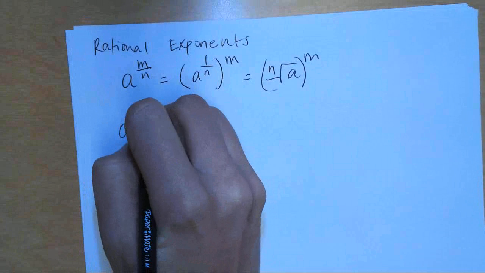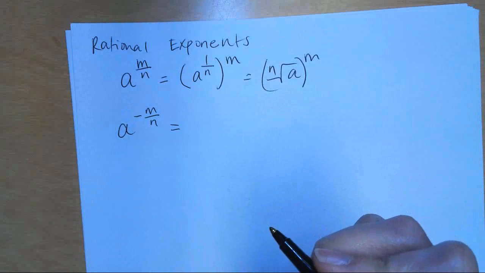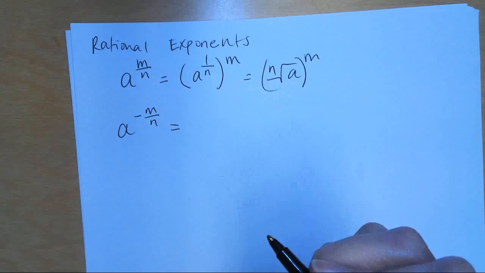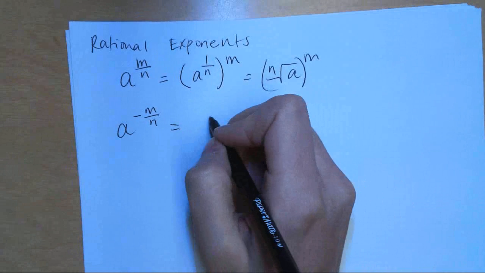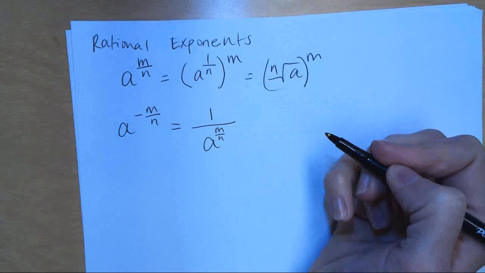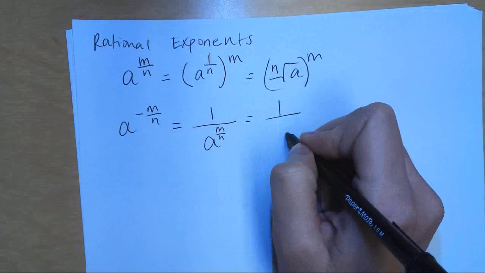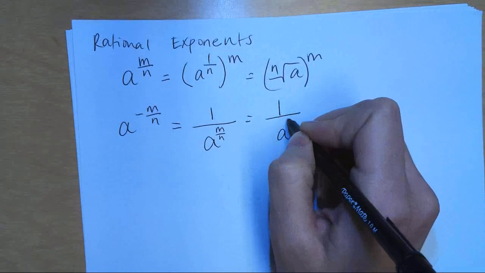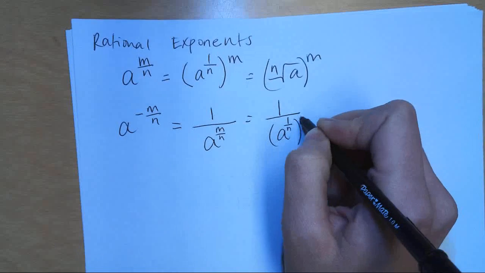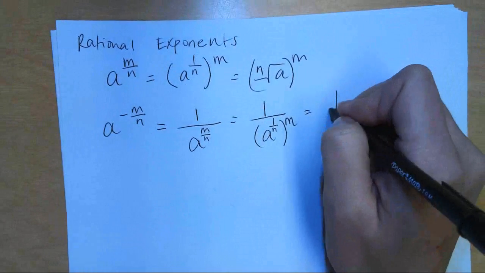A to the negative m over n. What happens when you have a negative exponent and want to make it positive? You flip it, or put it on the other side of the fraction. So 1 over a to the m over n, which is equal to 1 over a to the 1 over n to the m, so we can break it up just like we did before, which becomes the nth root of a.